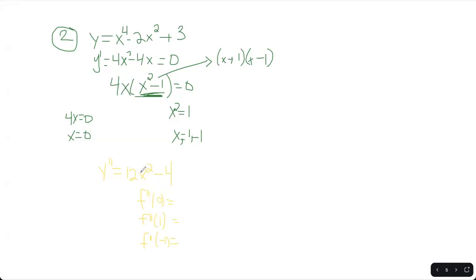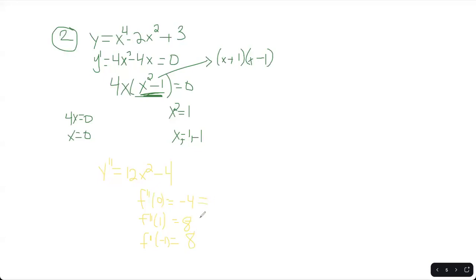So if I plug in 0 into here, that one's going to cancel and I'm left with a negative 4. If I plug in a 1, 1 squared is 1 times 12 is 12. 12 minus 4 gives me an 8. If I plug in negative 1, I'm going to get still a 1. 1 times 12 is 12, minus 4 is still 8. So 1 and negative 1 gives me the same value, doesn't matter.